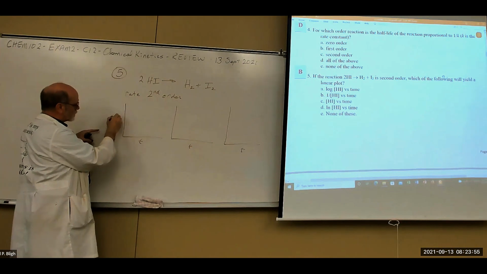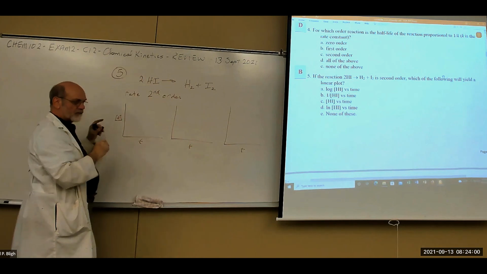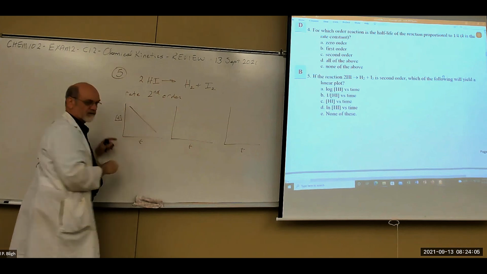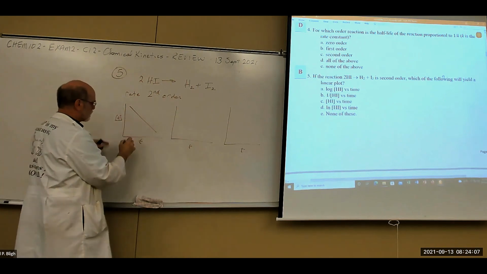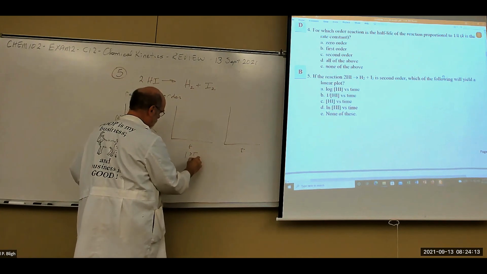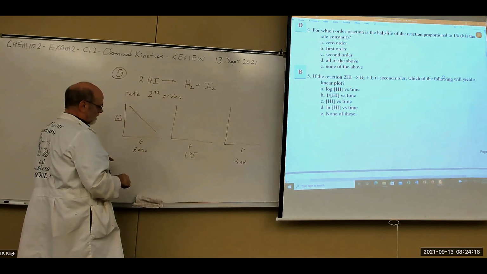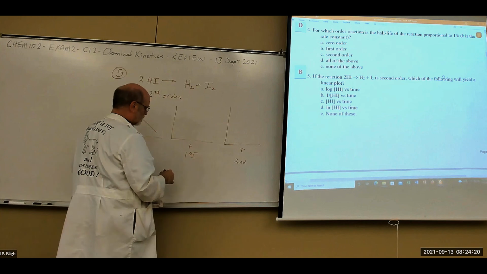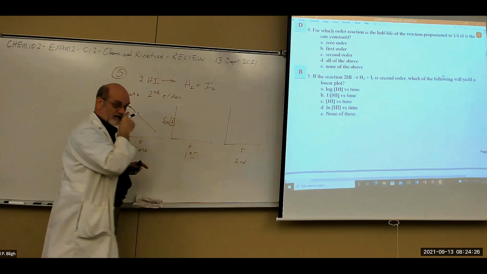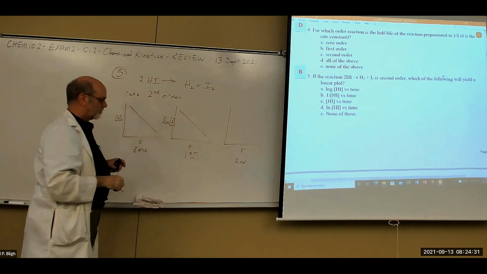So if we plot concentration here, if it's zero order, as time proceeds, A decreases linearly. This is first order. This is second order. How do we get a straight line out of a first order? Natural log of A against time. And it will give you a straight line like that.